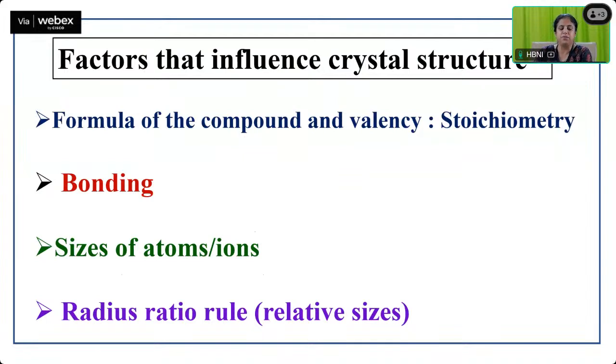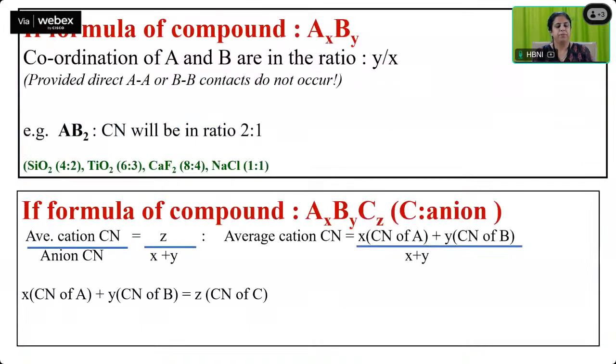First of all, as we discussed, it is the formula of the compound. Of course, the ratio of your cation and anion will also decide what kind of crystal structure it will adopt. Second, the absolute size of atoms and ions. Third, the relative sizes of atoms and ions, and cations. And fourth is also the bonding.